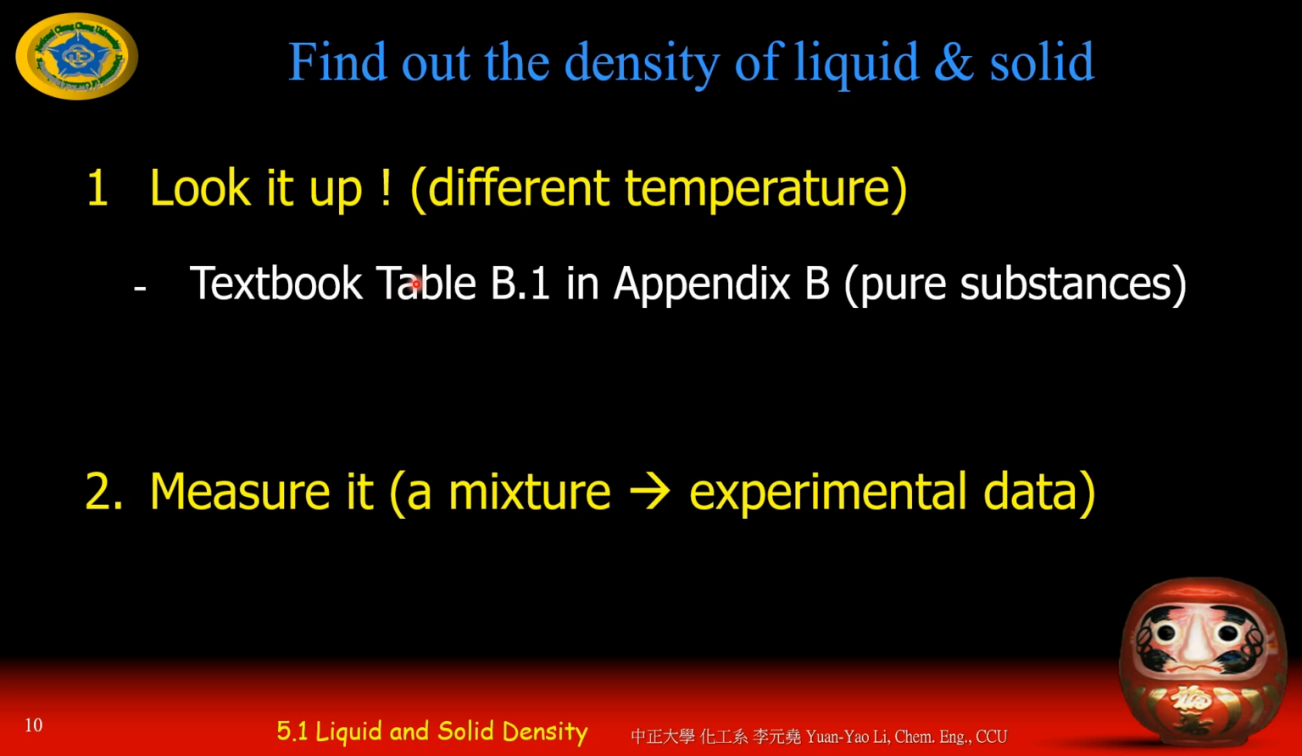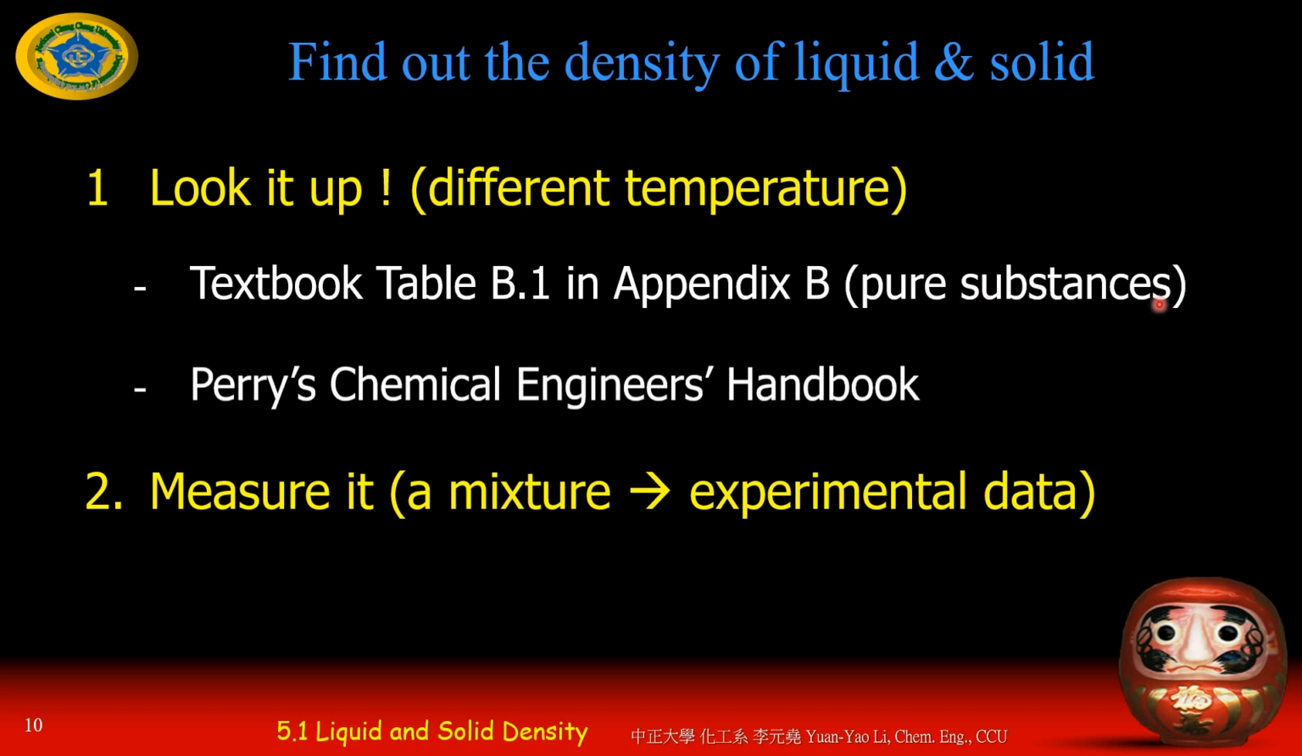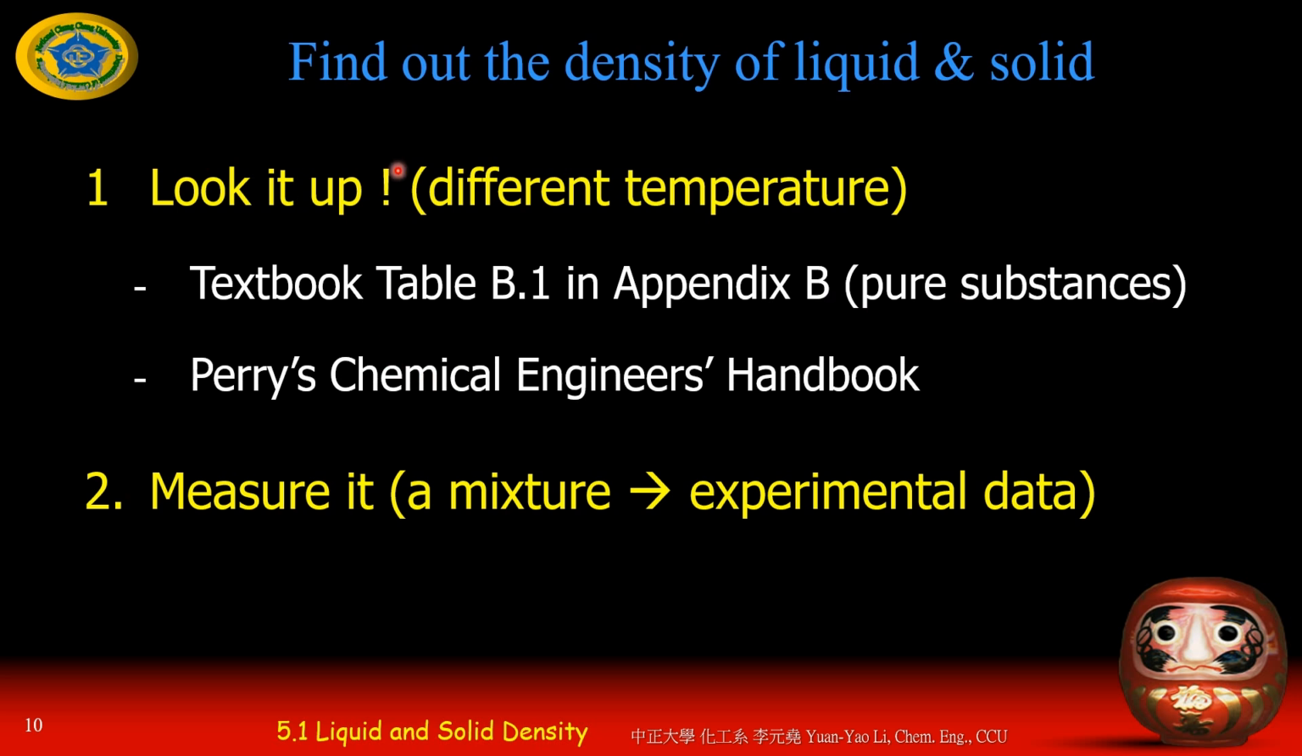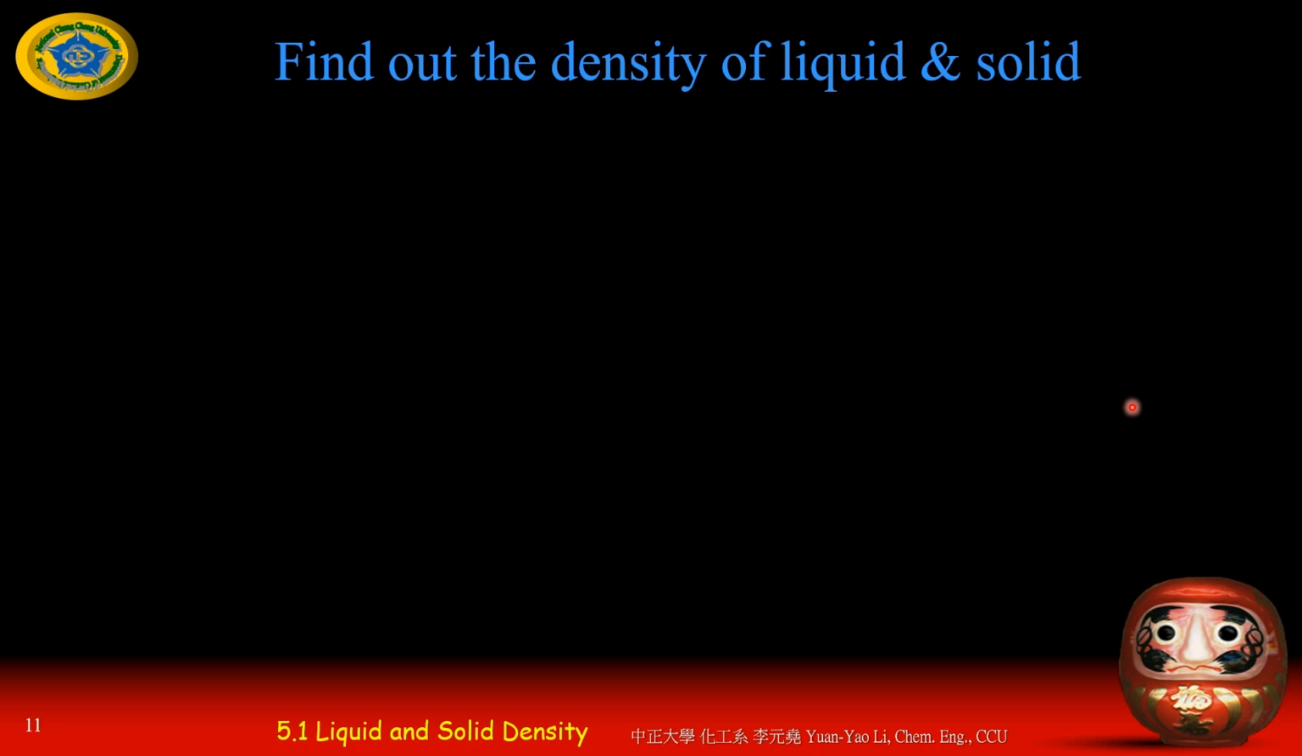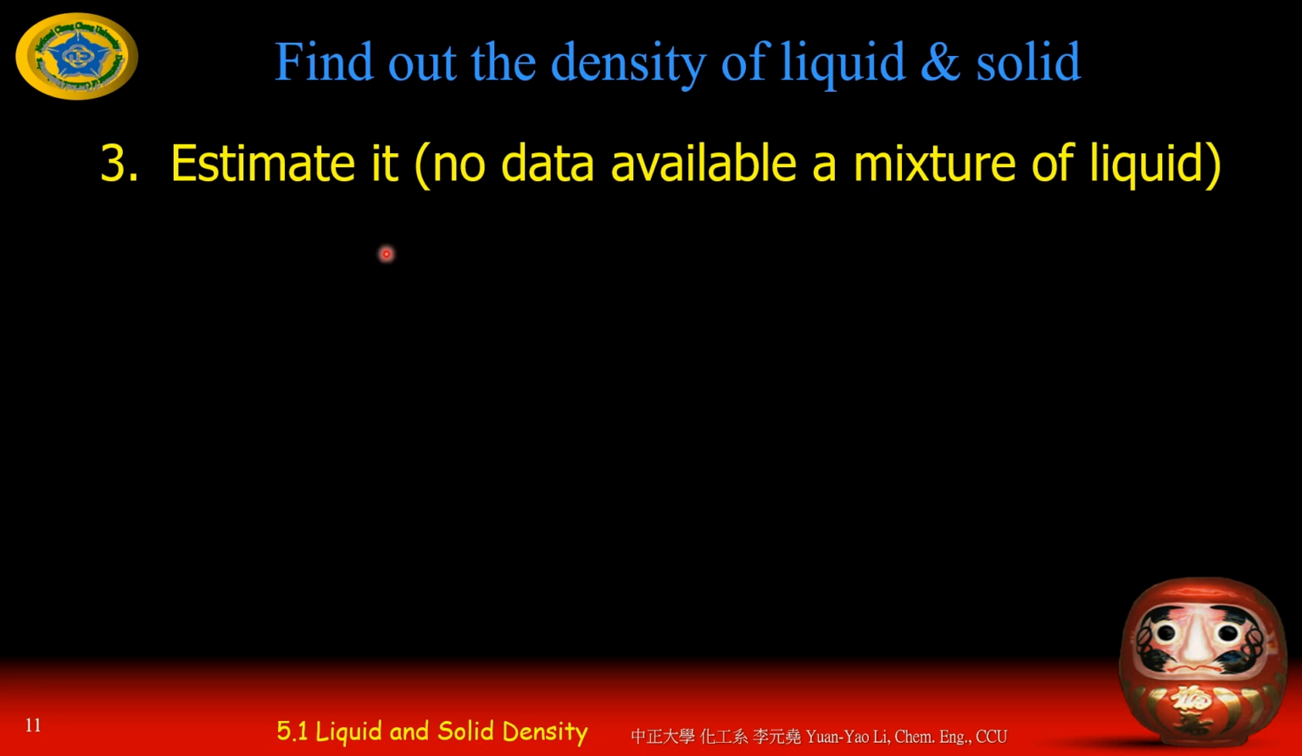So we can find out in a textbook, B.1 and in appendix B, pure substance. You can find out the temperature density in Perry's Chemical Engineers' Handbook. And the third method is estimate.